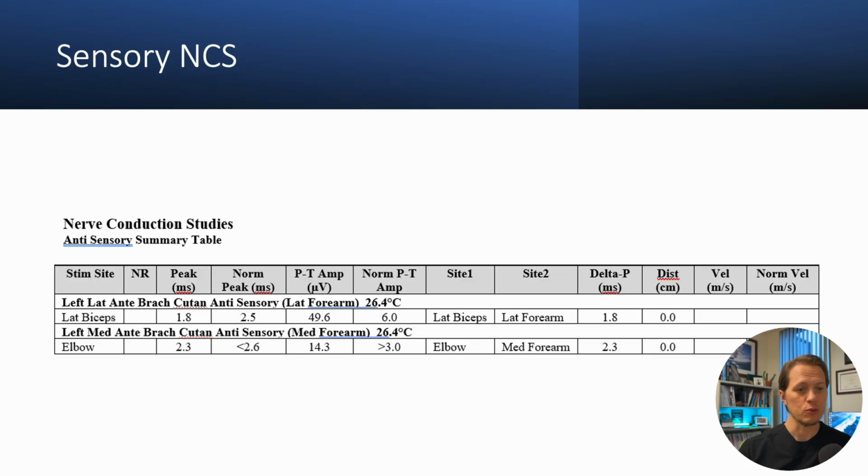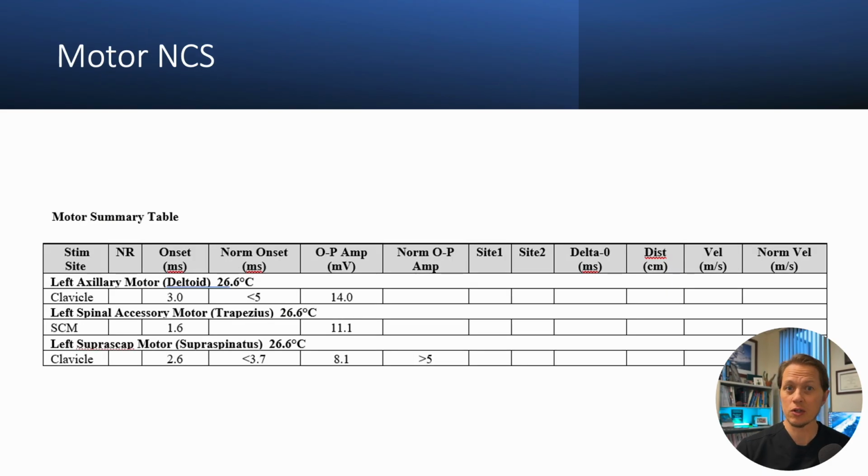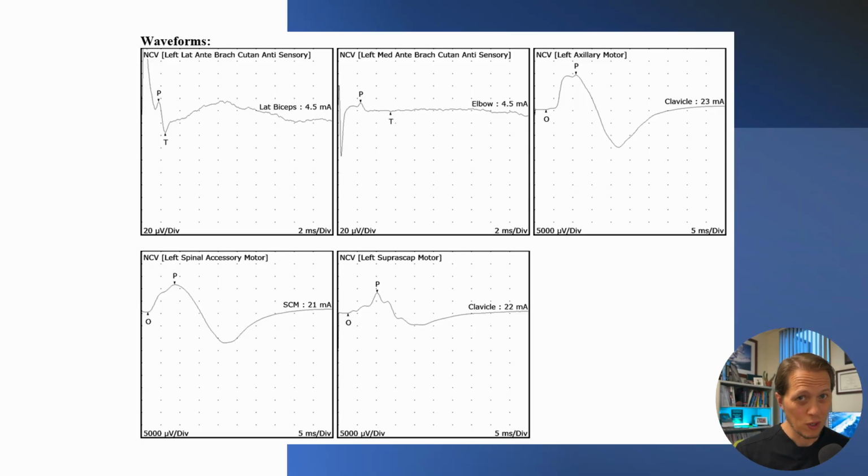So here we go. We start out with sensory nerve conduction studies, and right off the bat, medial and lateral antebrachiocutaneous sensory. What are we thinking of in terms of what could be the pathology? Same thing with motor. We're going with axillary, spinal accessory, and suprascapular motor. So just looking at that, you see someone that comes in, what's on your mind? What's going through your head? This is the waveforms, pretty much standard fare.